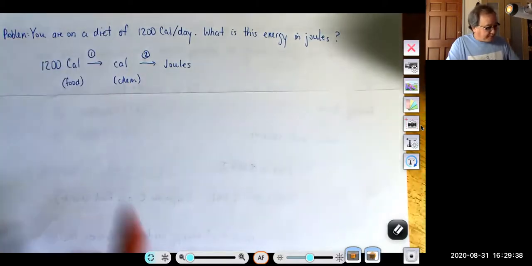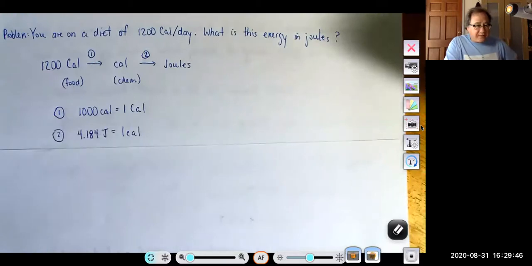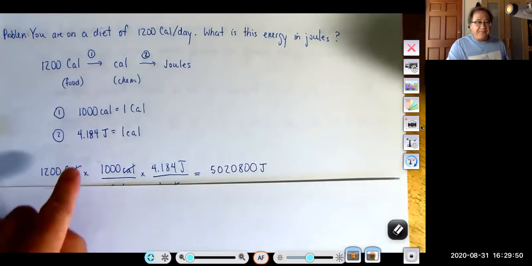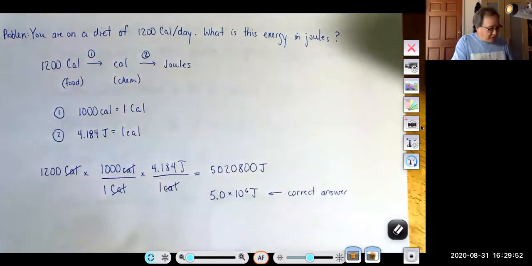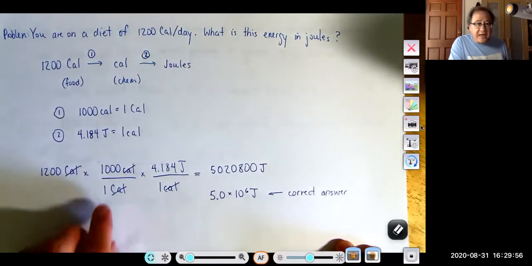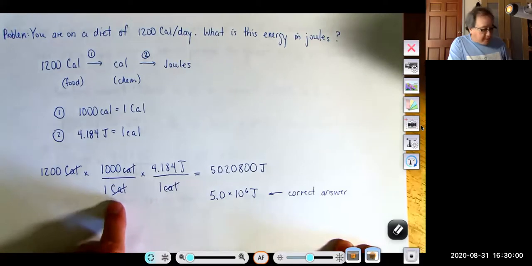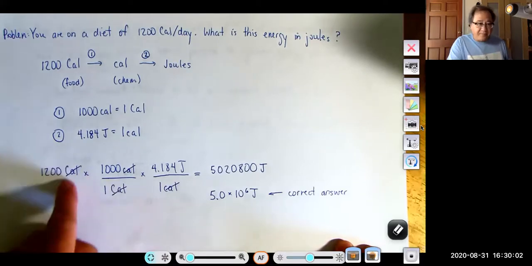So for number 1, we have 1,000 calories is 1 Calorie. And for number 2, we have 4.184 joules is equal to 1 calorie. And when we set this up, we start off with the 1,200 Calories, and we multiply by the first equivalency first. For the first equivalency, I'm going to put 1,000 calories in the top and 1 uppercase Calorie in the bottom so that the Calories cancel.